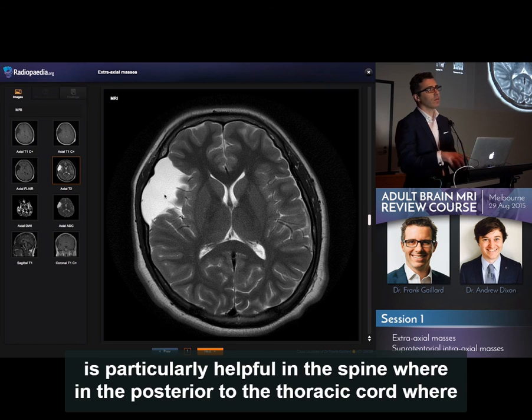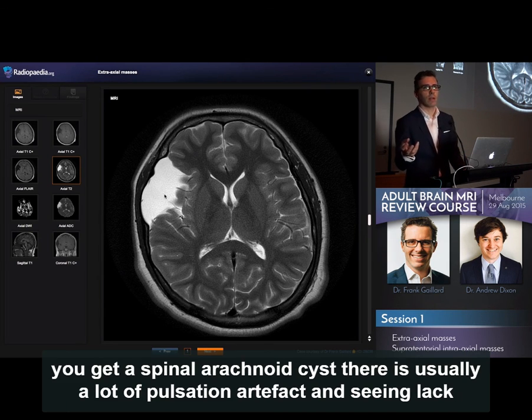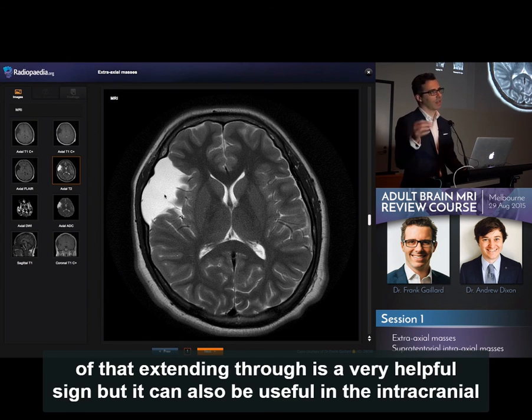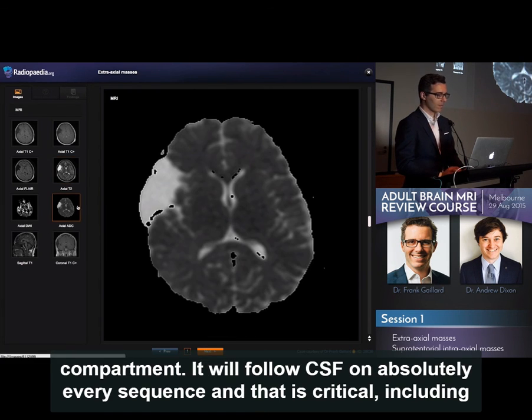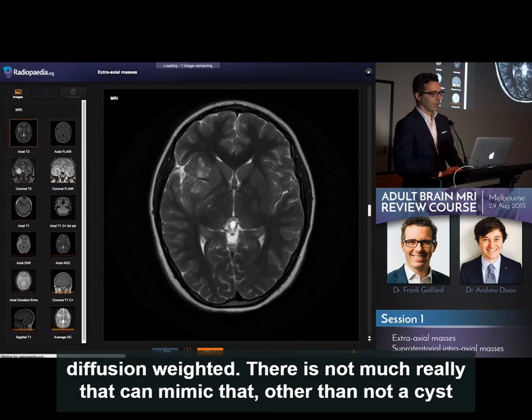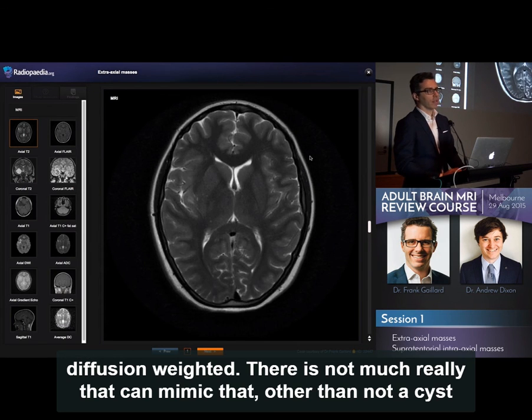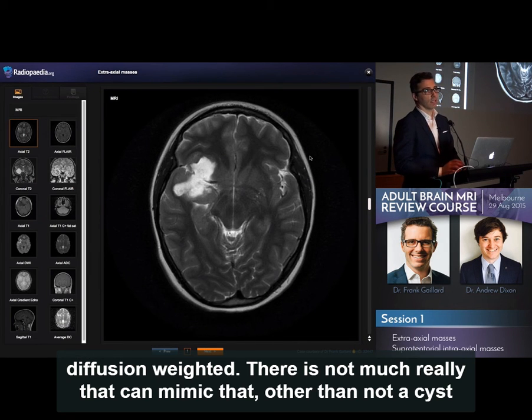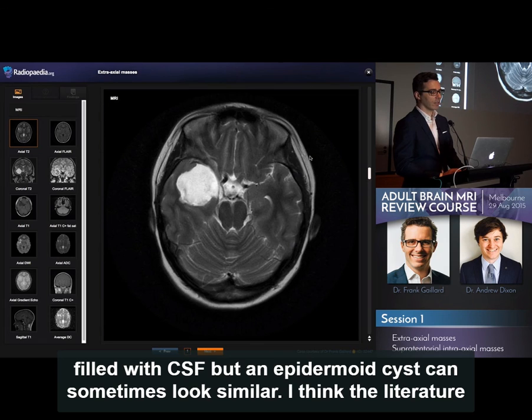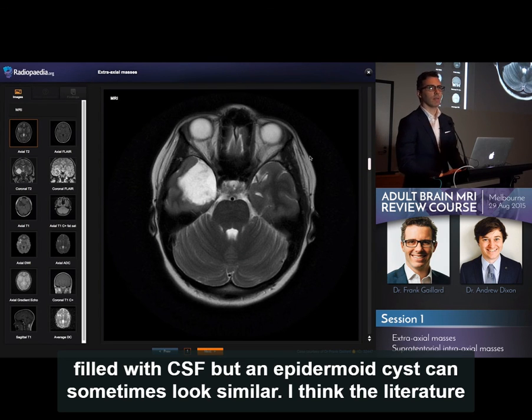This is particularly helpful in the spine, posterior to the thoracic cord, where you get a spinal arachnoid cyst. There's usually a lot of pulsation artifact, and seeing a lack of that extending through is a very helpful sign. But it can also be useful in the intracranial compartment. It'll follow CSF on absolutely every sequence, and that's critical, including diffusion weighted. There's not much that can mimic that other than, not a cyst filled with CSF, but an epidermoid cyst, which can sometimes look similar.